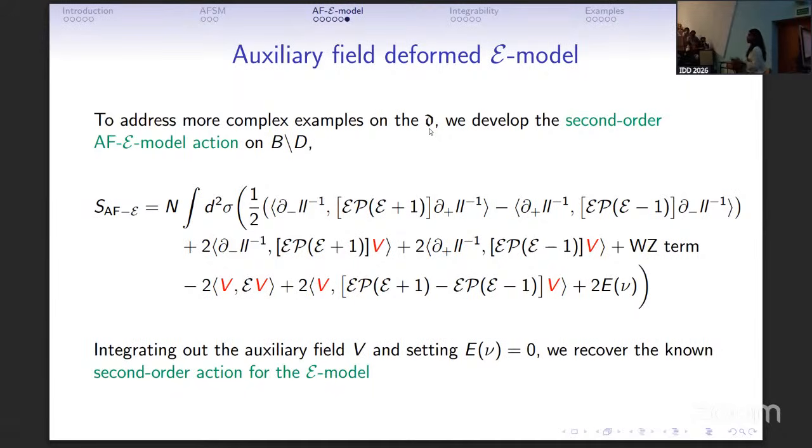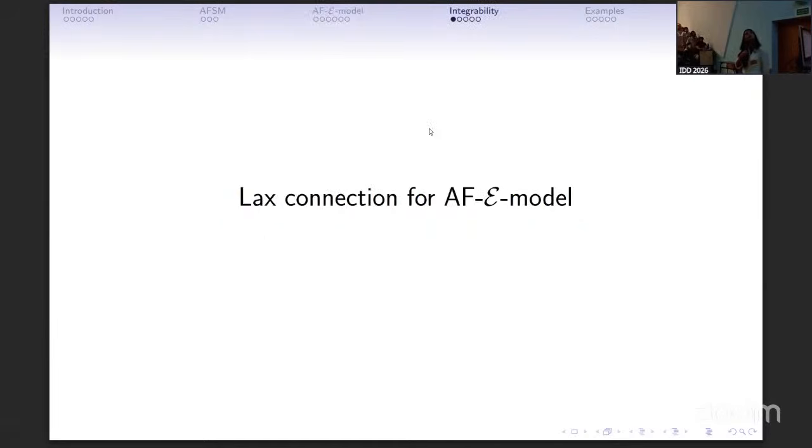Now, as I was saying, the check needs to be that once you turn off this interaction function and integrate out the auxiliary fields, you should get back the undeformed case. And it so happens that here this works through as well. You turn this off and integrate out the auxiliary field, we recover the known second order action for the E model. Any questions so far?